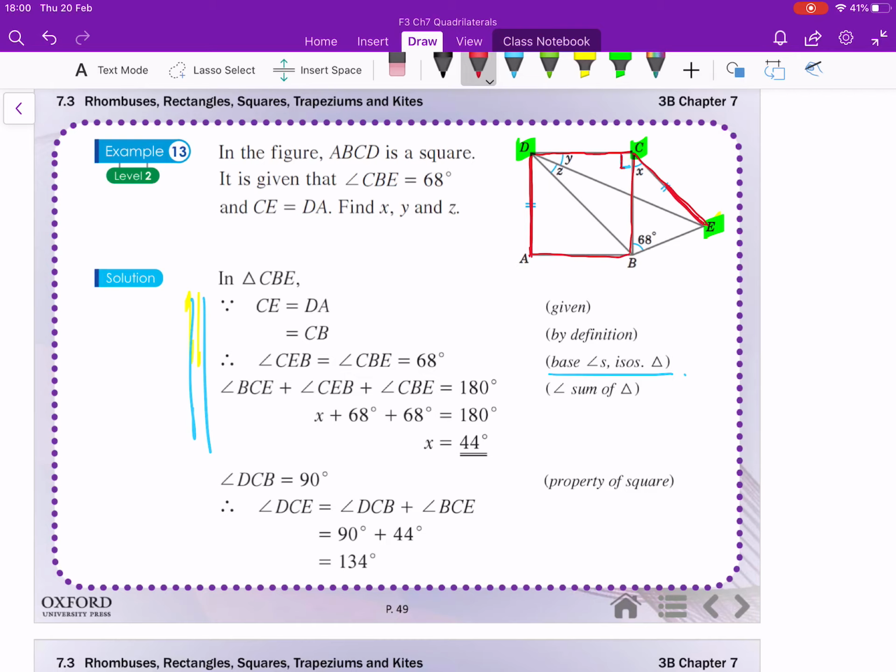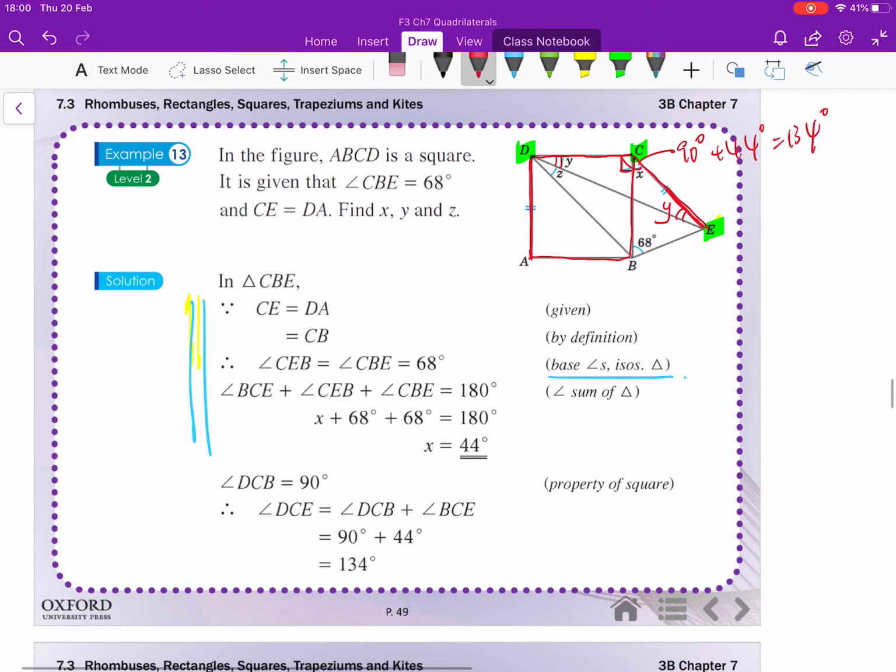By property of square, you know that this is a right angle. So the whole angle here should be 90 degrees plus 44, which is 134 degrees. And this is an isosceles triangle, so this one should equal this one. Both of them are y. So you can list an equation: y plus 134 degrees equals 180. As a result, you can calculate y equals 23 degrees.